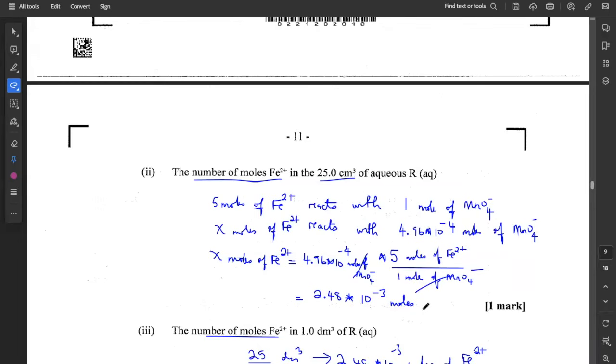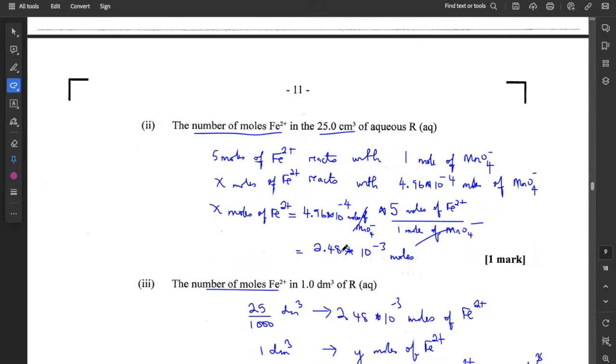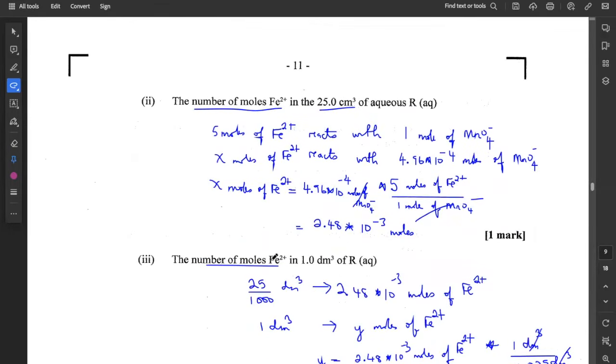Okay, so remember now, this is the amount that's in 25 cm cubed, right? Now they're asking us about the number of moles of Fe2+ that would be in 1 dm cube. So we kind of have to scale up now, right? This was in 25 cm cube. Now they're asking us about 1 dm cube. So we have to scale up by what? This is 25 cm cube, and we're trying to get to 1 dm cube. So let's convert that 25 cm cube to dm cube. And that's this volume. We knew from here that that contains 2.48 times 10 to the negative 3 moles of Fe2+.